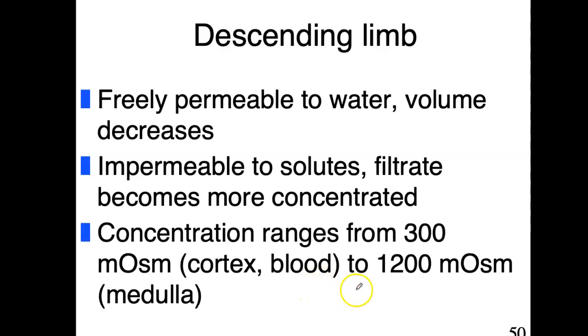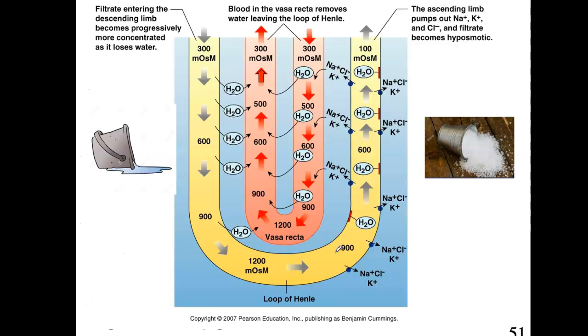And the concentration ranges in milliosmoles, which is how we measure it, from the cortex, from about 300 milliosmoles to about 1,200 down deep in the medulla. Okay, this is probably very confusing to you, so now let's do it with pictures.